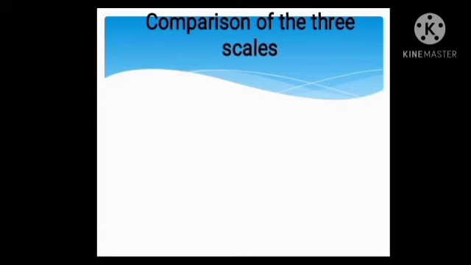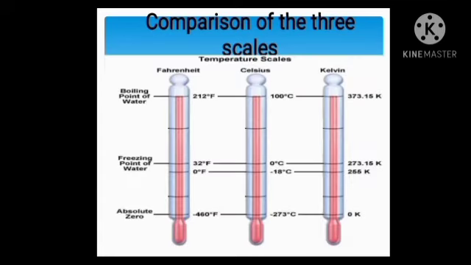So, ito yung picture na nagpapakita sa comparison ng tatlong scales, yung Fahrenheit, Celsius, and Kelvin. So, we have 3 different thermometers dito sa picture. So, meron tayong thermometer para sa Fahrenheit scale, meron din para sa Celsius scale, and para sa Kelvin scale. And then, meron tayong 3 important measurement dyan na nakalagay, yung boiling point of water, freezing point of water, and then yung absolute zero value.